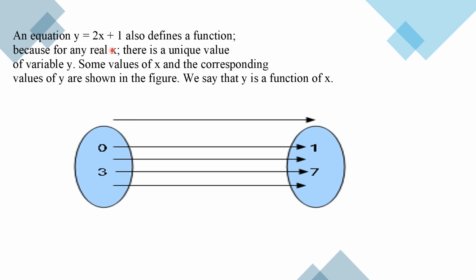Another example, y is equal to 2x plus 1. So if we take the x domain and y represents the output, if we put x equal to 0, then y is equal to 1. If x is equal to 3, then y is equal to 7.